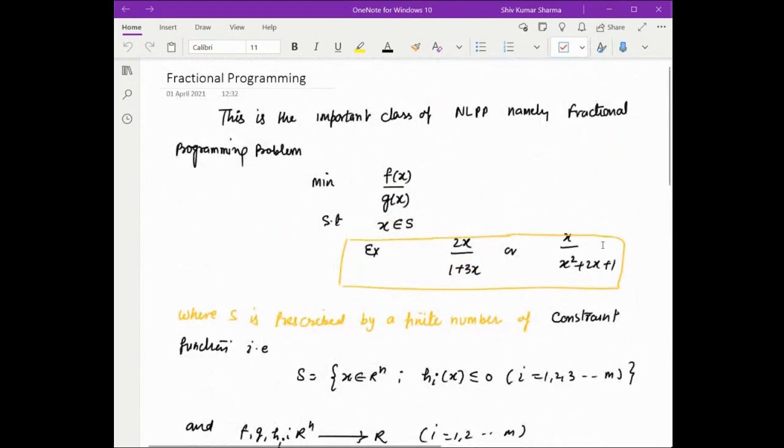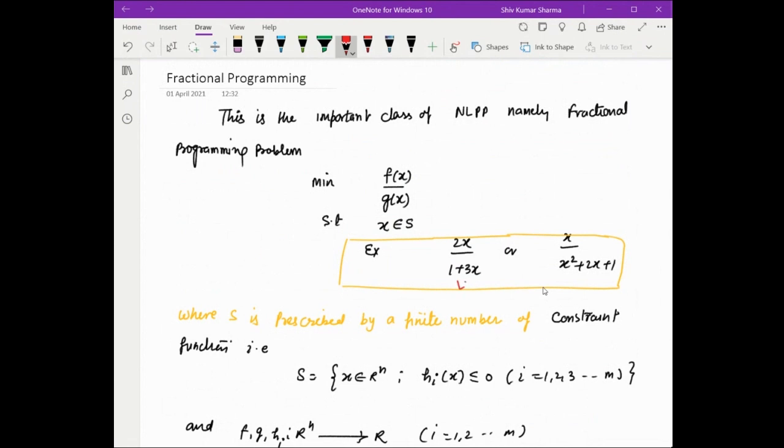Fractional programming is given in the form f(x) upon g(x), x belongs to S. A function like 2x upon 1 plus 3x falls under the linear fractional programming problem, LFPP. And this is the non-linear fractional programming problem, NLFPP, because the denominator is in quadratic form, a second order equation. So this is the non-linear fractional programming part.